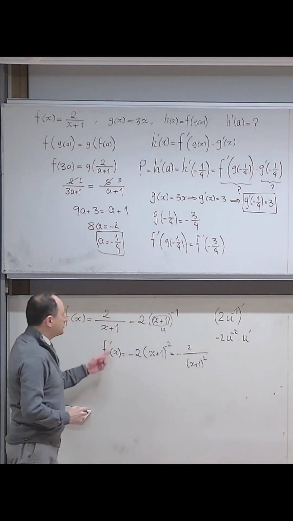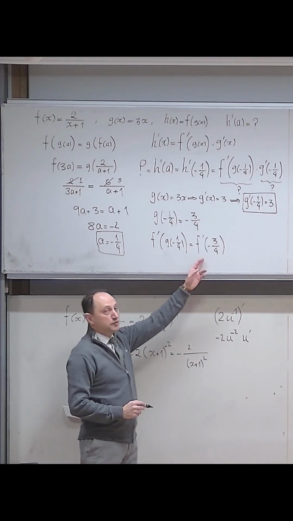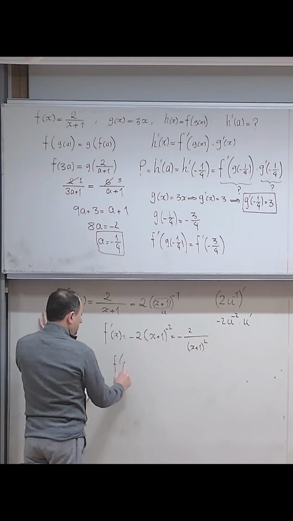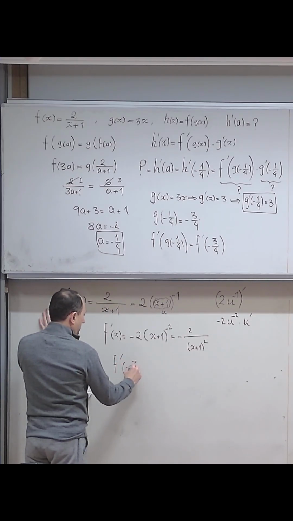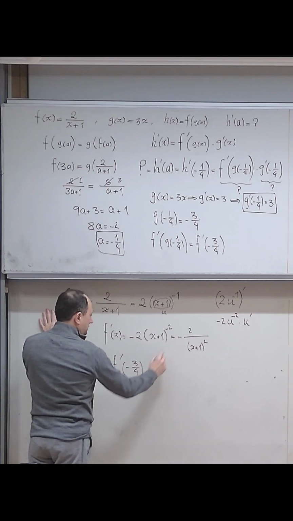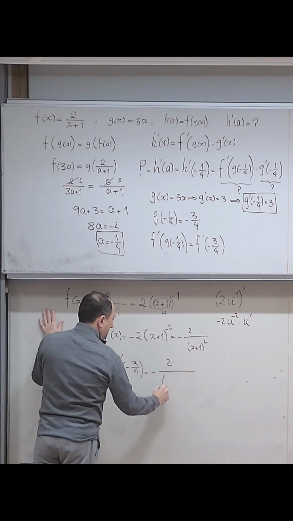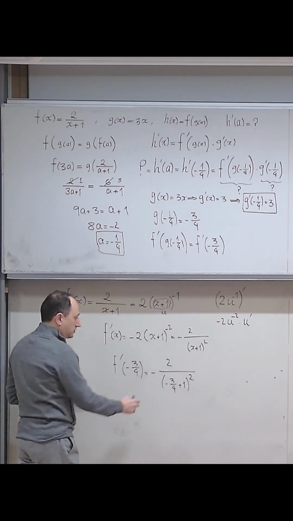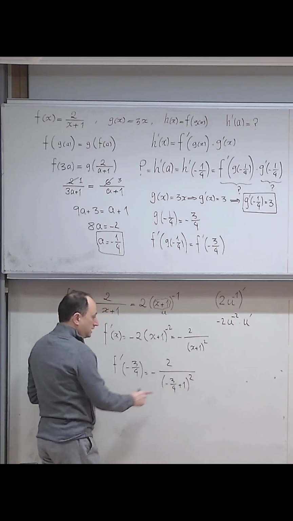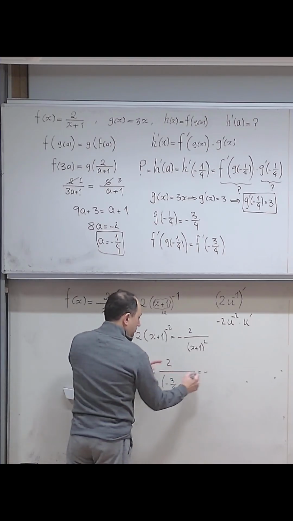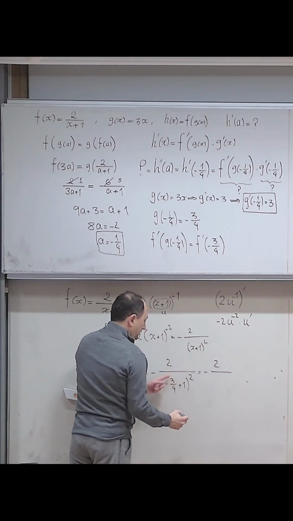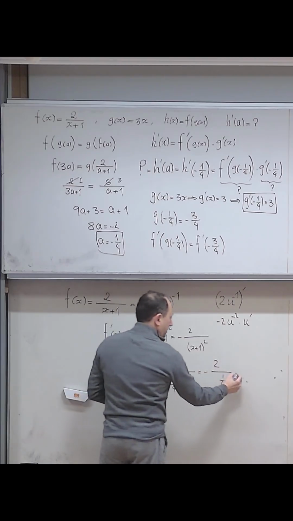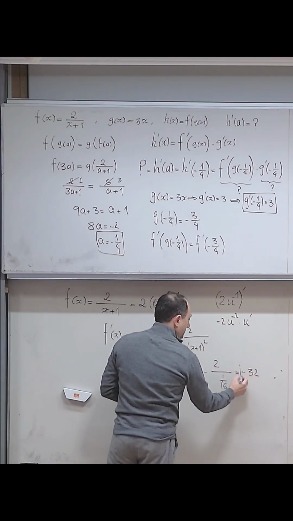So that is f prime of x, but what I need is f prime of minus 3/4. So I have to replace x with minus 3/4. This becomes minus 2 over minus 3/4 plus 1, to the power of 2, and simple calculations. This becomes positive 1/4 to the power of 2, so minus 2 over 1 over 4 to the power 2, which is 1 over 16. So this is nothing except minus 32.